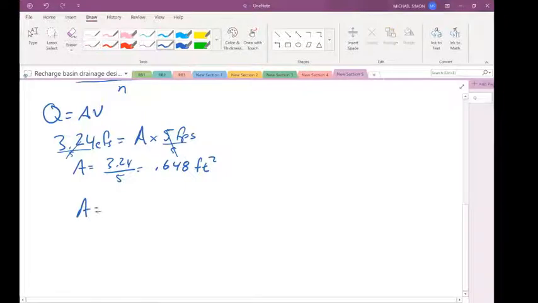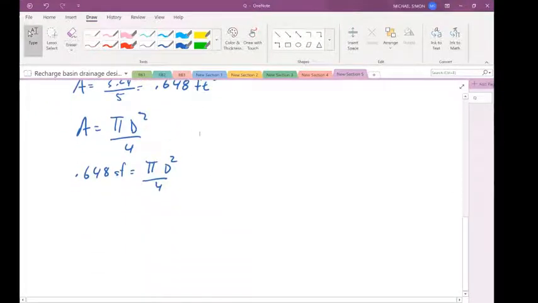Area is equal to pi d squared over 4. So get used to this one, because you're going to be doing this equation quite a lot. 0.648, that's our square foot measurement, is equal to pi d squared over 4. So d will be equal to the square root of 0.648 times 4 over pi.